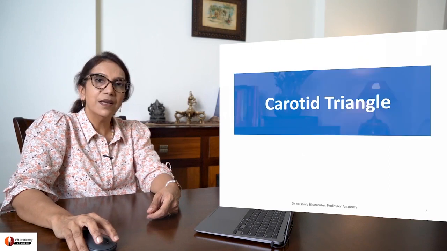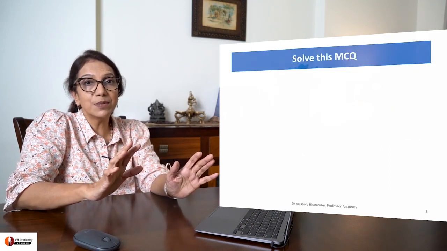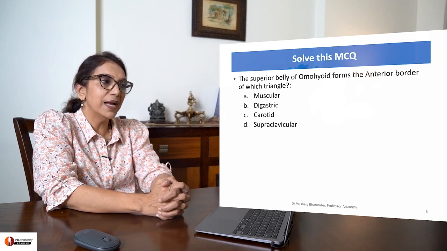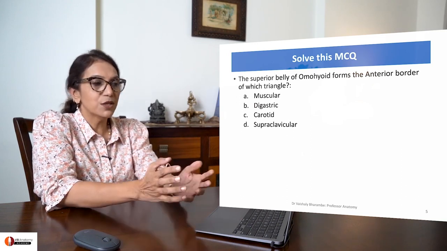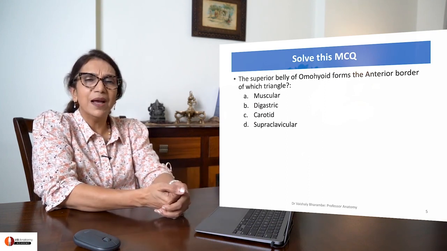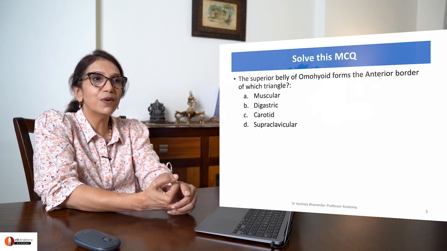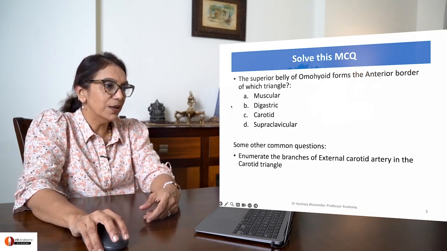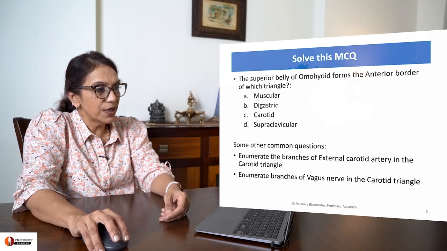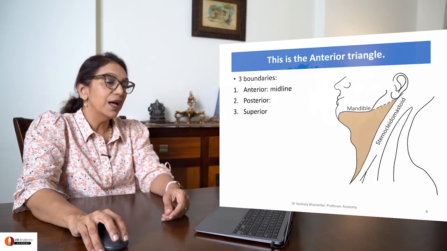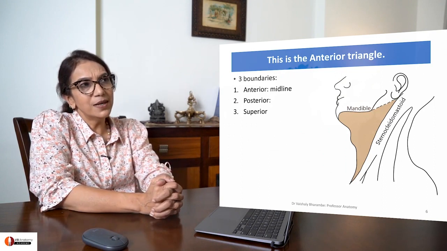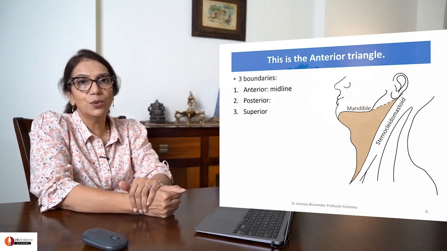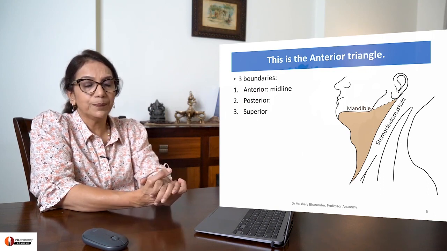So let's begin. Carotid triangle, my dear students. First, let's solve this MCQ to understand where we are in this topic. The superior belly of omohyoid forms the anterior border of which triangle? Muscular, digastric, carotid, supraclavicular. I think most of you know the answer, but there are still those who wonder. Okay. What are the other questions that get asked on carotid triangle? Let's take a look. Enumerate branches of external carotid artery, enumerate branches of vagus in the carotid triangle, and so on. Now, for understanding the carotid triangle and then attempting these questions, you have to have a solid knowledge base, okay? So today, let's acquire this knowledge.